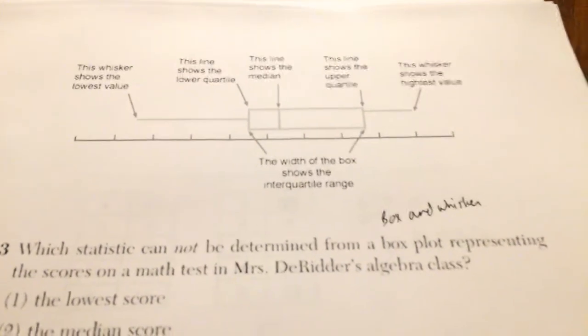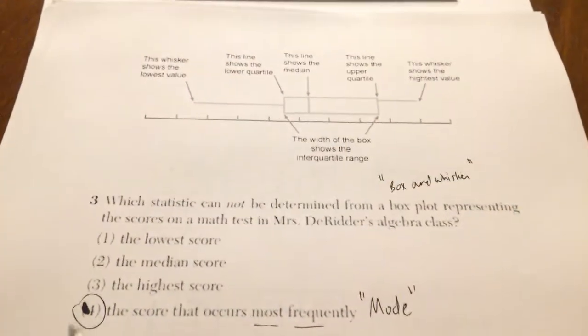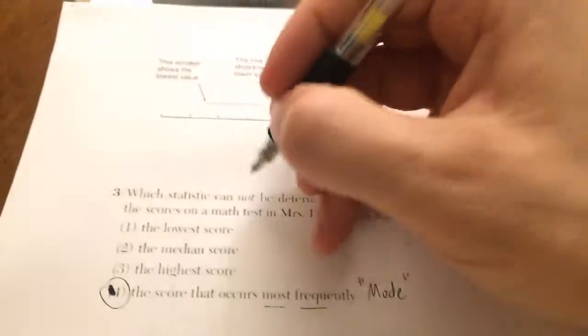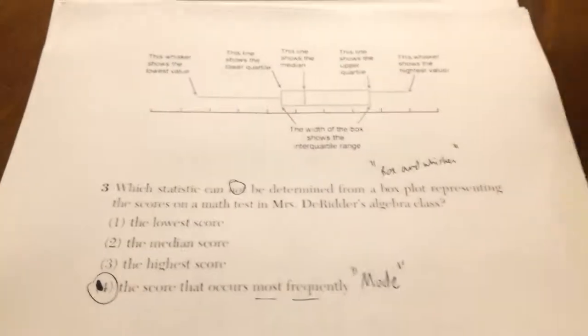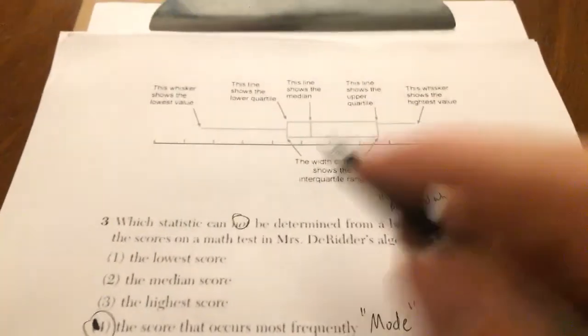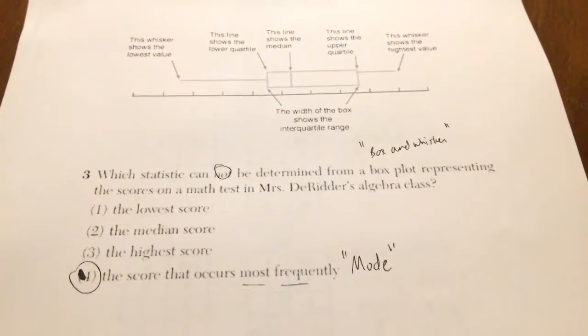Number 3 is talking about a box plot, which can also be referred to as a box and whisker plot. Cutting right to the chase, number 4, they're asking which one cannot be determined using a box plot. The score that occurs most frequently, well, that is called the mode, and the box and whisker plot has absolutely nothing to do with mode. So this is why it's choice number 4.